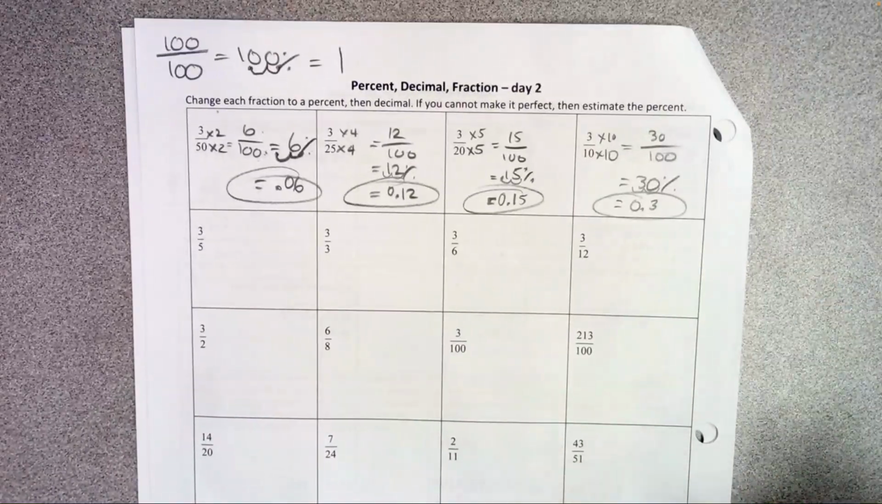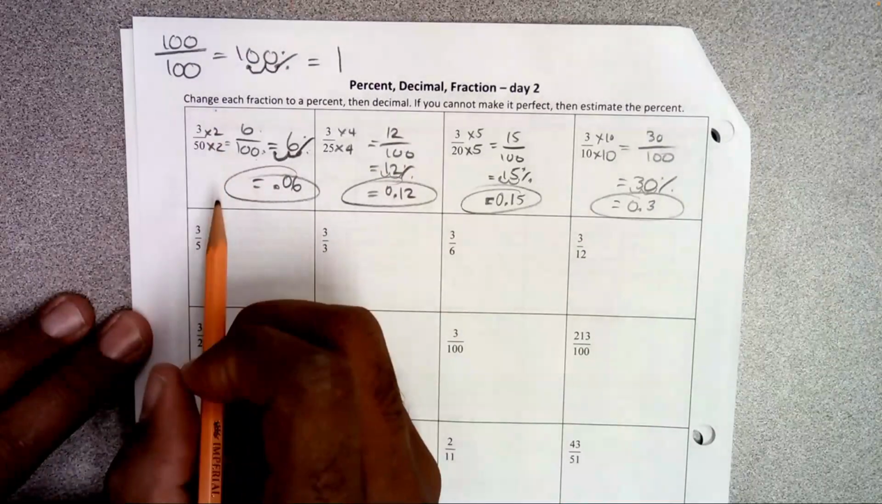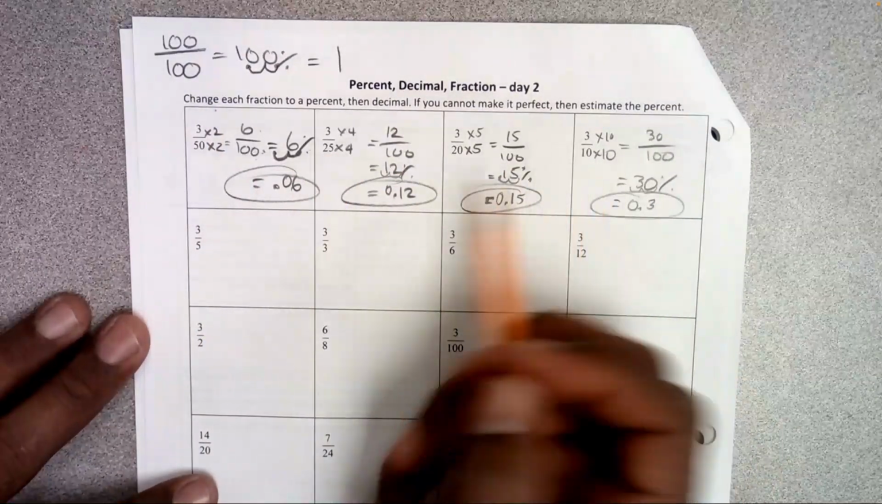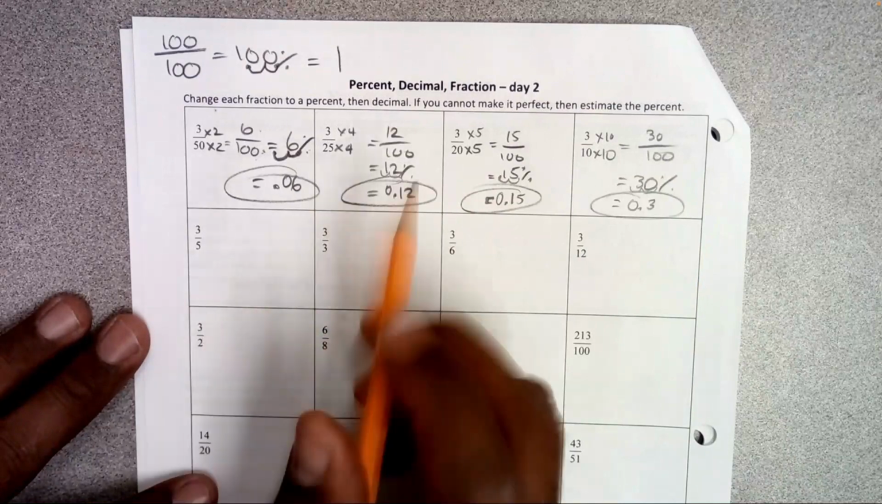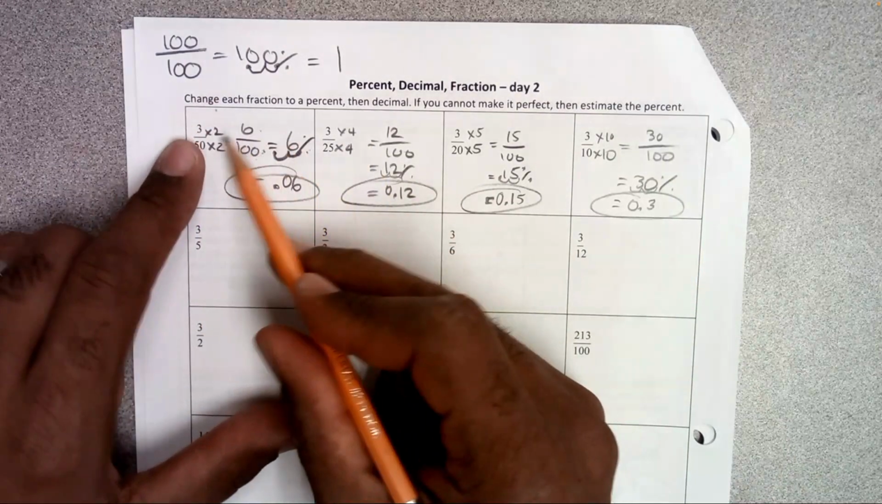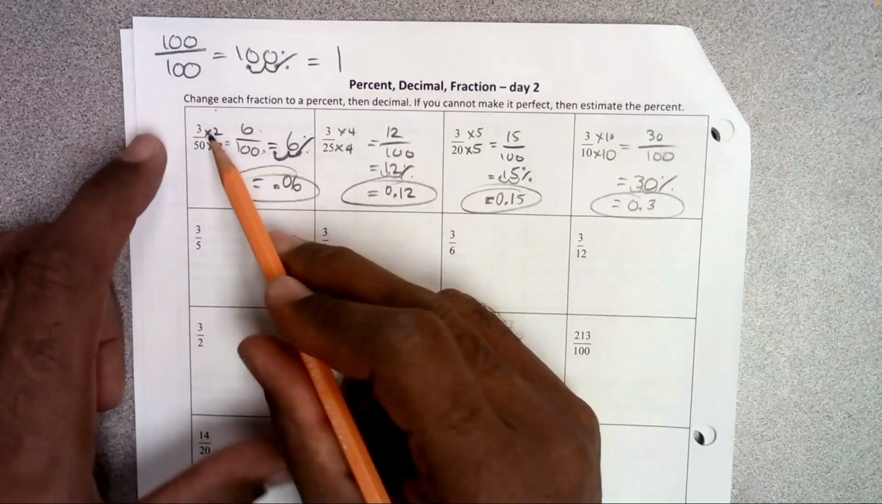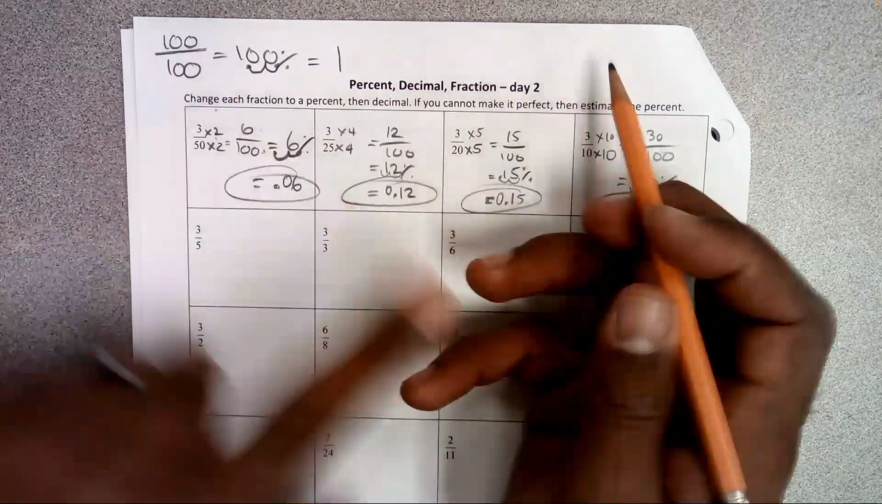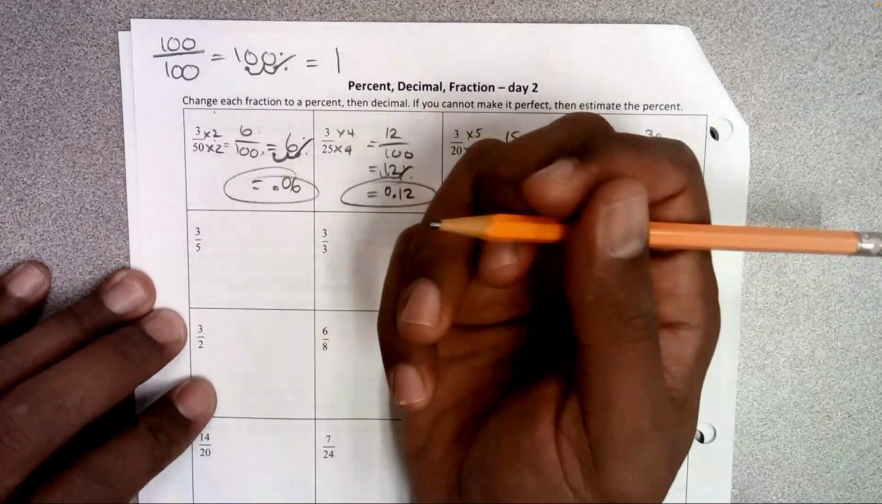Okay. So that's one way to do it: how much out of 100. I'm going to show you another way to do it, where instead of going from the fraction to the percent, we're going to go from the fraction to the decimal and then to the percent. And that involves just using a calculator.